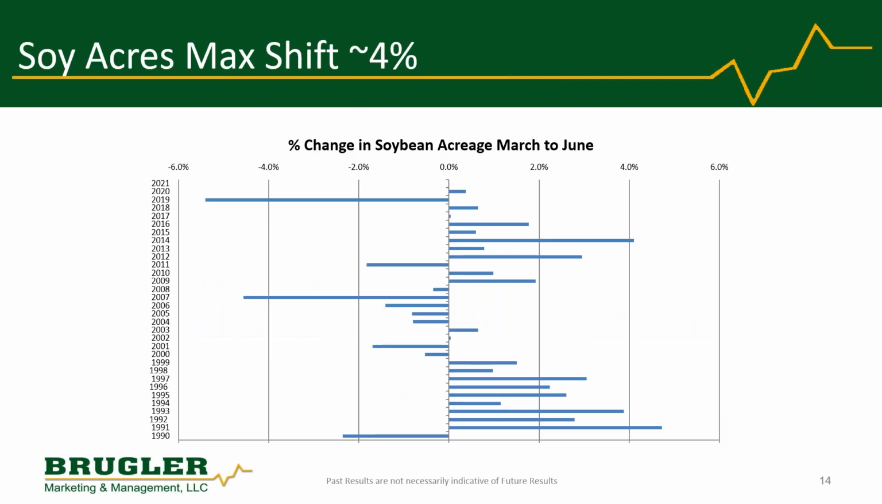Going back to our crop report, this shows you soybean acreage shifts from March to June. We showed you the corn one earlier. You can see typically the maximum shift is about 4%. We saw a 4% drop in 2007. We saw it again in 2019 with the flooding. On the other side of things, you can see a 4% jump in 2014. You had a more than 4% jump back there in 1991. But most of the time, that swing is less than 4%.